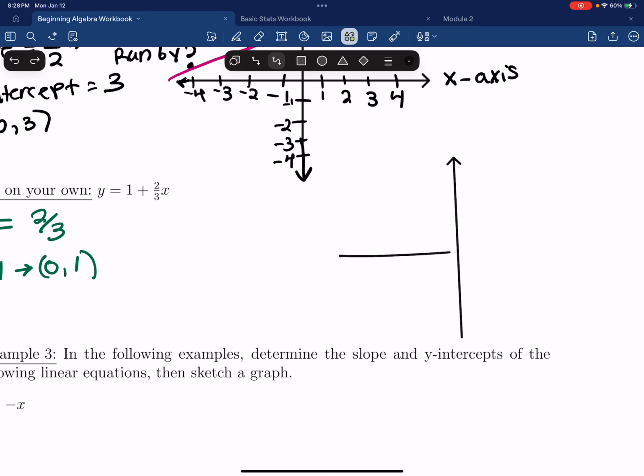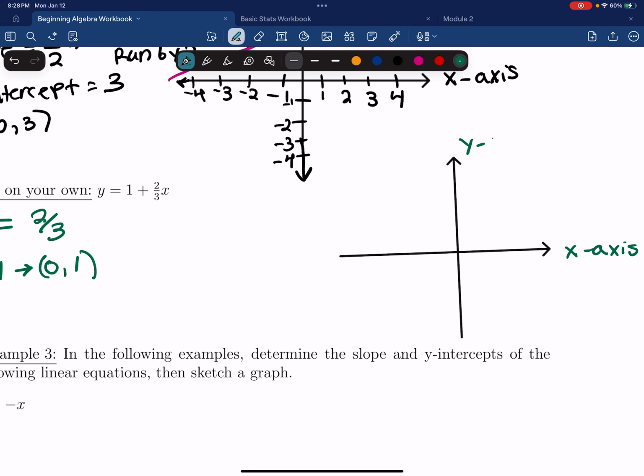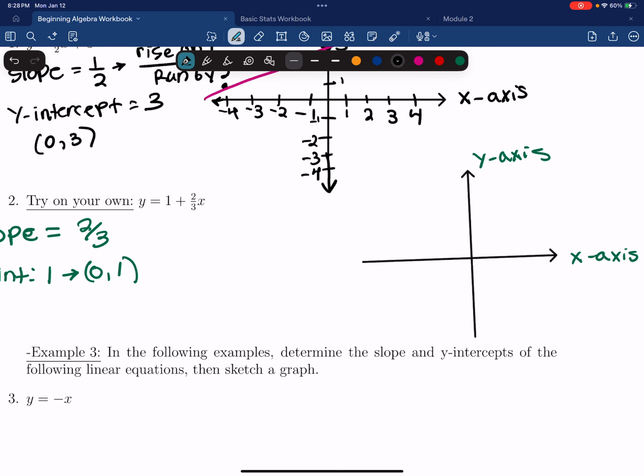Okay, so here is our x-axis. This is our y-axis. And then 1, 2, 3, 4, -1, -2, -3, -4. Then we have 1, 2, 3, 4, -1, -2, -3, -4.